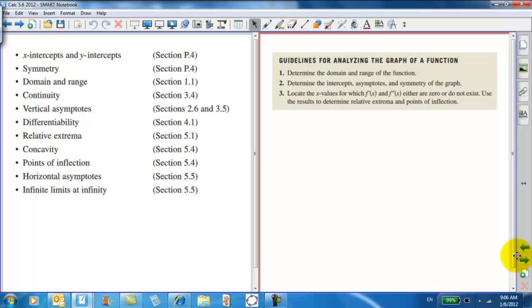So in analyzing the graph of a function, we're going to look for domain and range and determine the intercepts, asymptotes, and symmetry of the graph. And locate the values at which f prime of x and f double prime of x, the first and second derivatives, either equal 0 or do not exist.